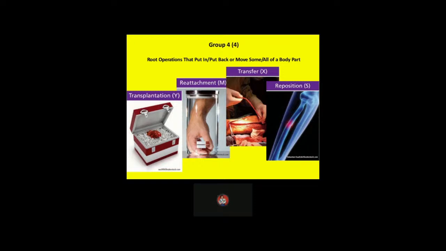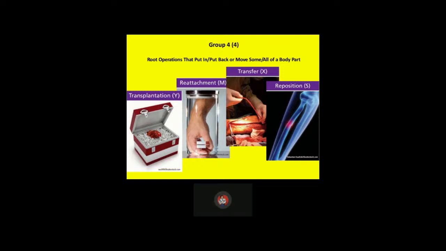Today, we're going to be looking at root operations for group 4. There are 4 of them. The first one is transplantation, and transplantation is described as putting in or on all or a portion of a living body part taken from another individual or animal to physically take the place and or the function of all or a portion of a body part.